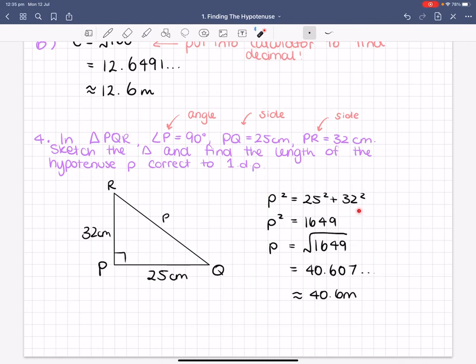Summing it all into Pythagoras' theorem, 25 squared plus 32 squared gets you down to 1,649. So p equals the square root of that. Put it into your calculator, you get this long decimal, and then we want to round it to 1 decimal place. And that is all.